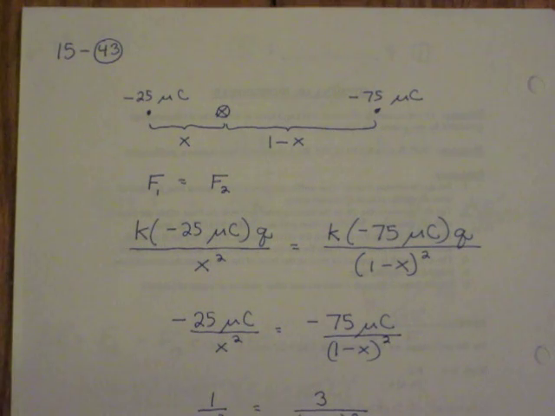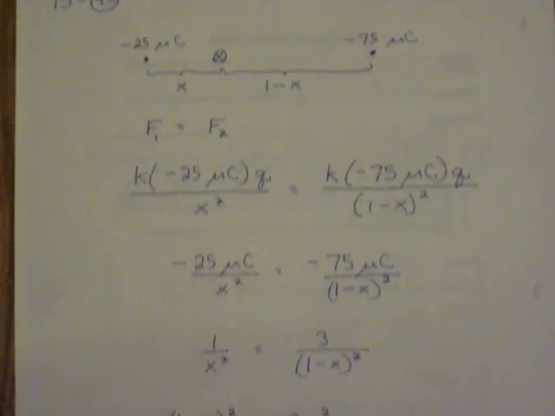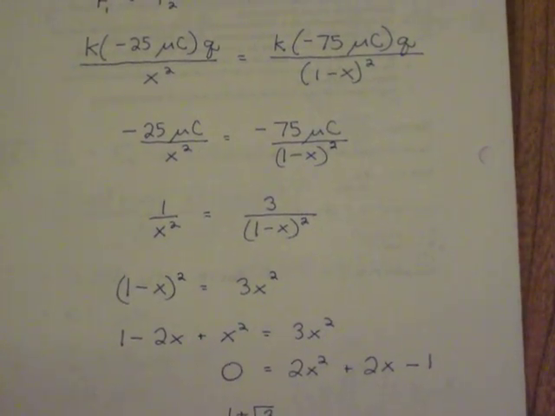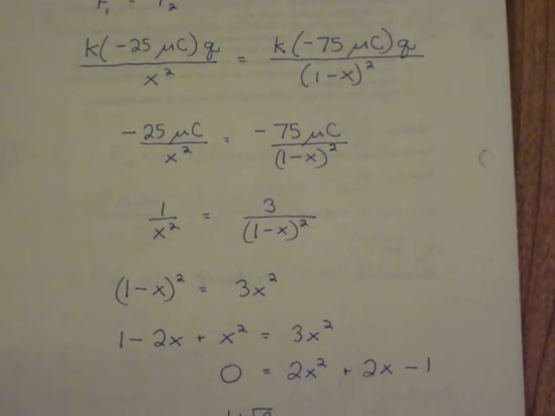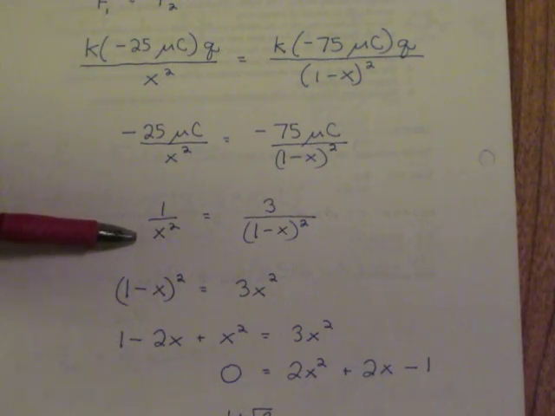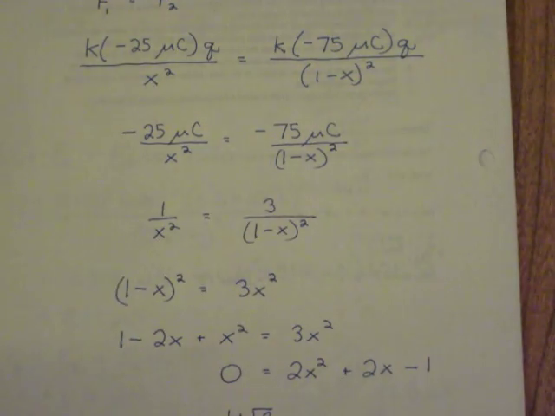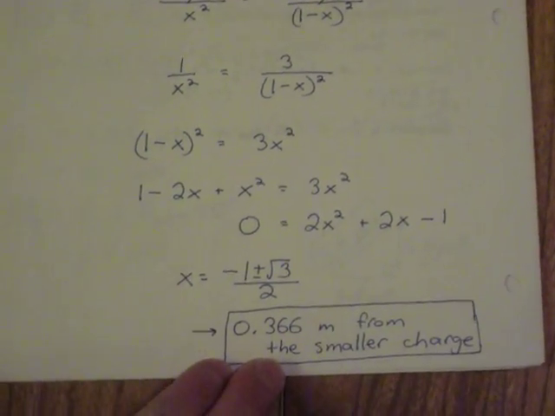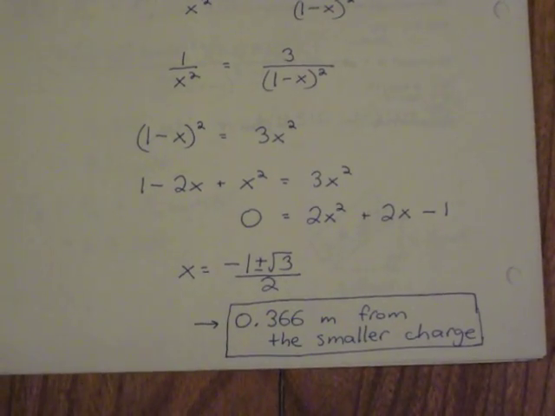Now, one more thing we can divide out. Let's divide both sides of that equation by negative 25 microcoulombs. Then we're left with just, right here, 1 over x squared equals 3 over (1 minus x) squared. And the rest is algebra.